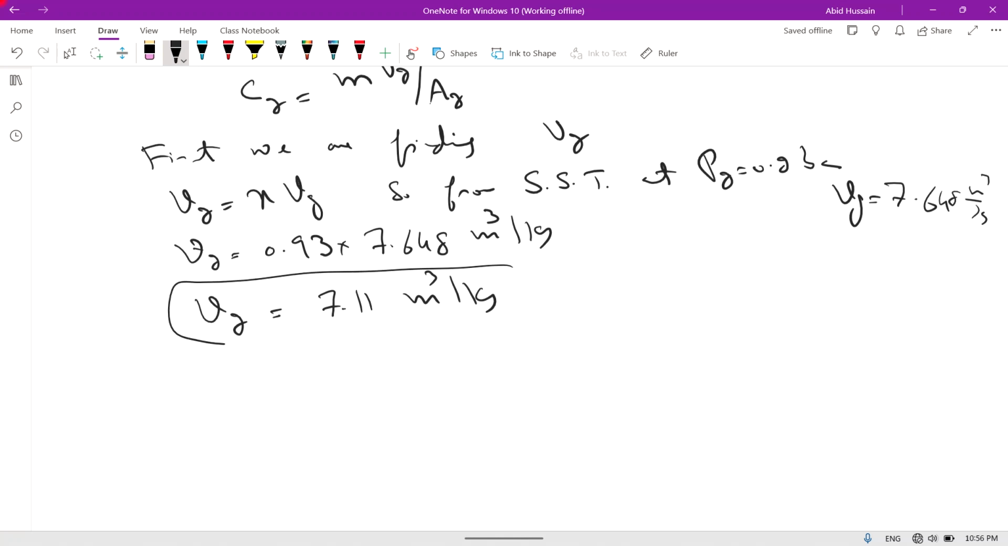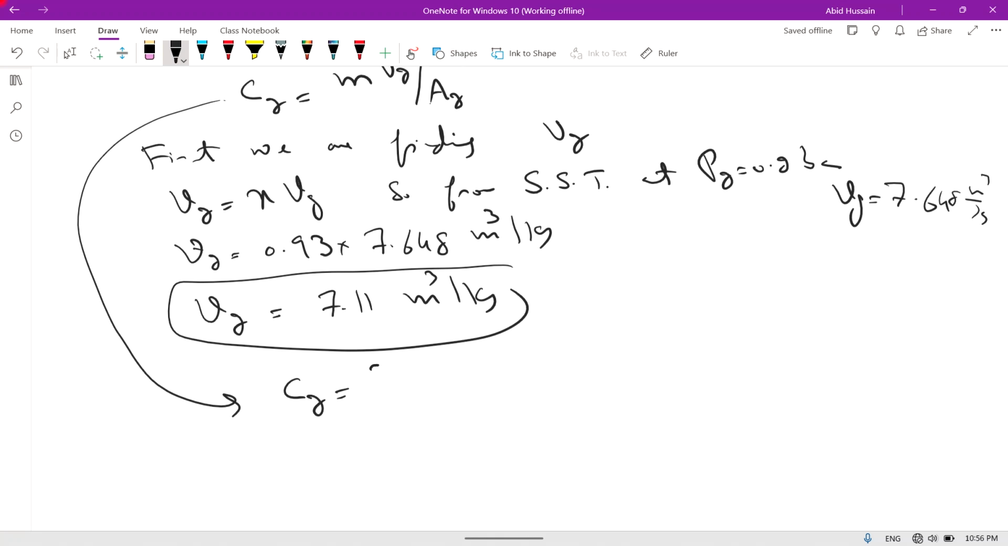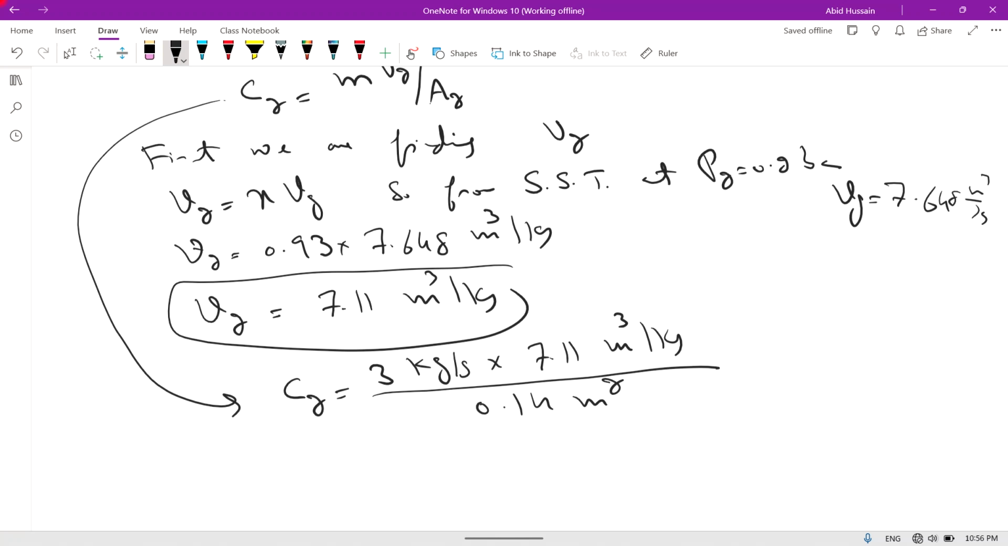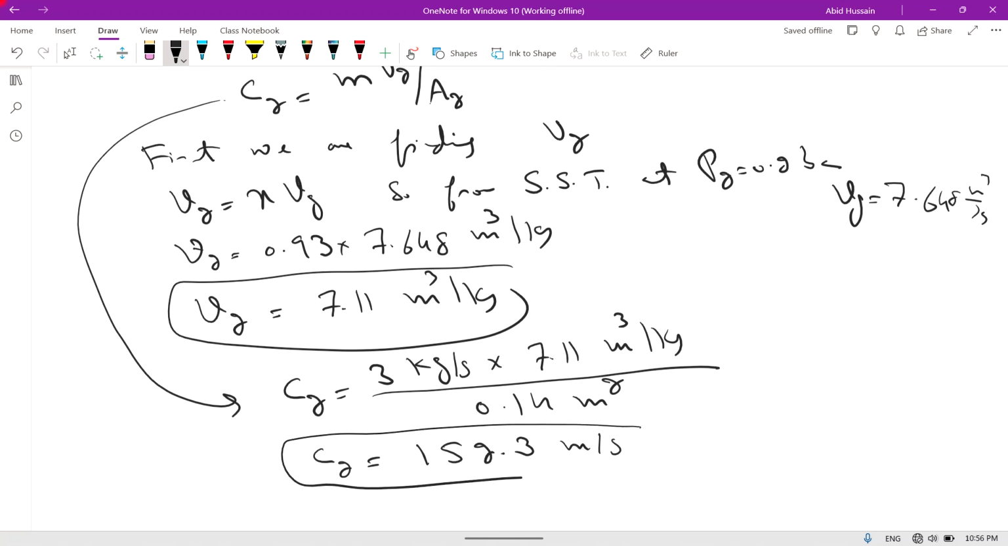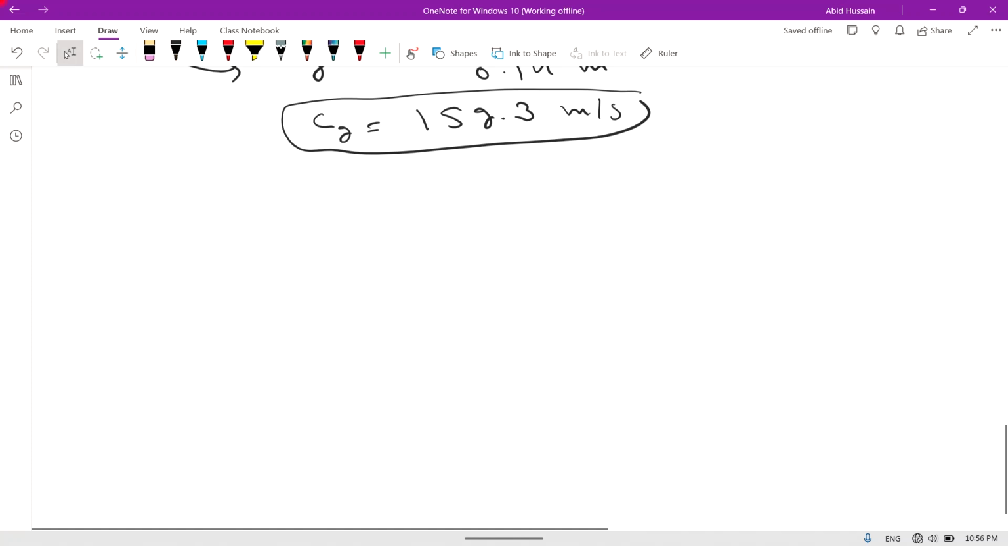Now we can easily find C2. So C2 is equal to m dot, which is 3 kilogram per second, times V2, which is 7.11 meter cube per kg, divided by A2, which is given to us, 0.14 square meter. Now this is a simple calculation. Calculate this and the final answer will be 152.3 meter per second.